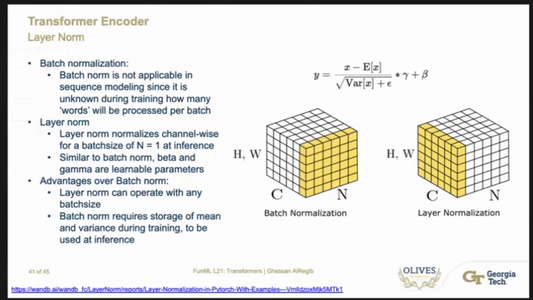And there are multiple ways to do the normalization. It depends on the application. For example, in sequence modeling, since we do not know the size of our batch, we apply the normalization per layer, not per batch. However, in different applications like vision or classification, we apply it batch per batch. So these are two different techniques to apply the normalization.